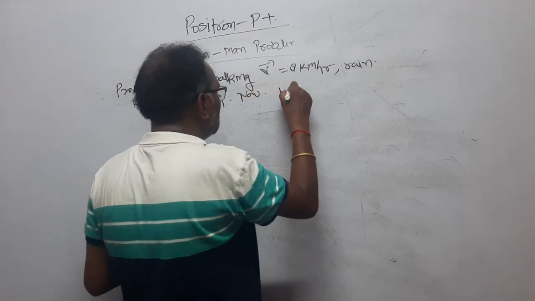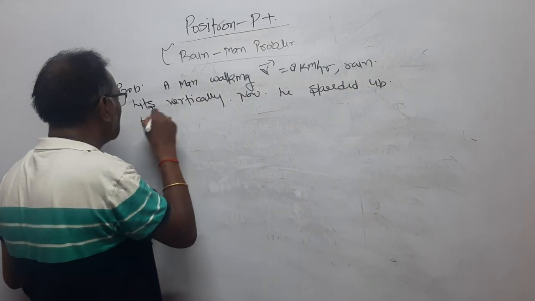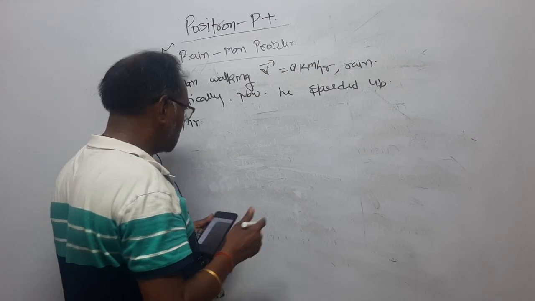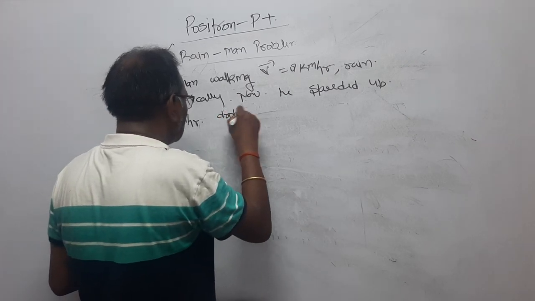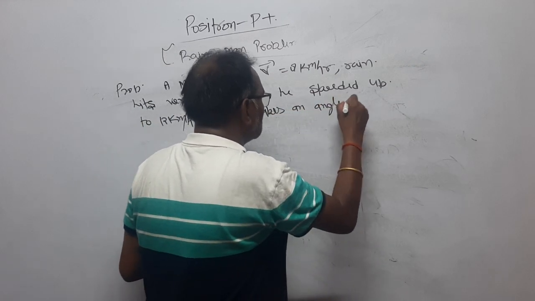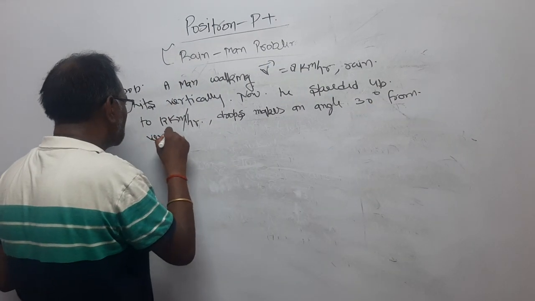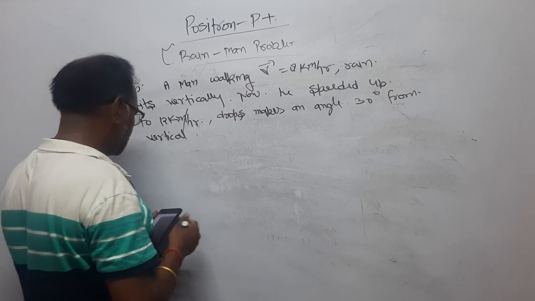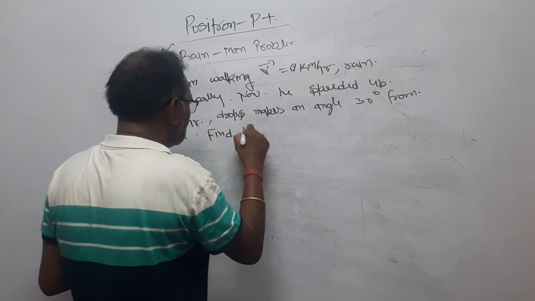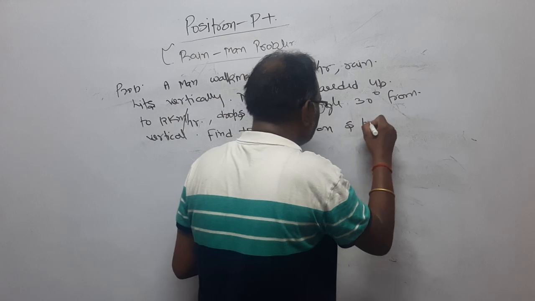Now he speeded up to 12 km per hour. Drops make an angle 30 degree from vertical. Find the direction and speed of rain.